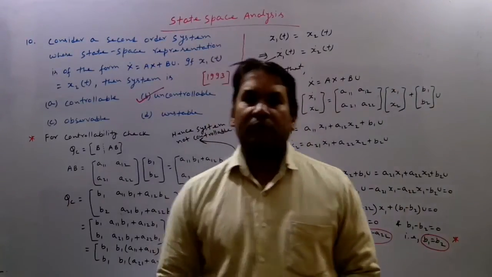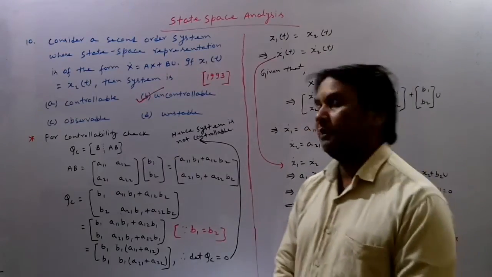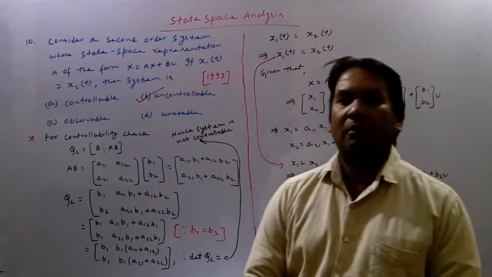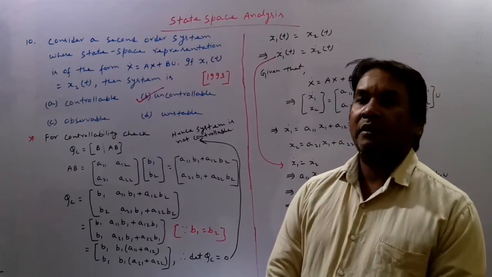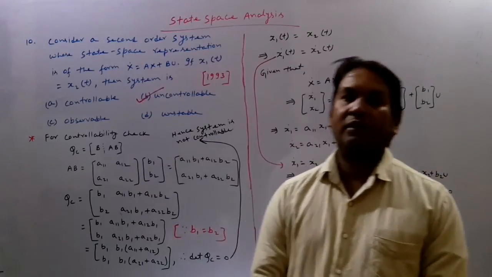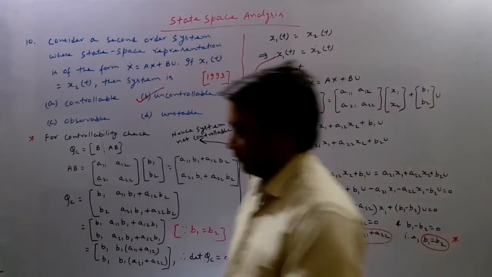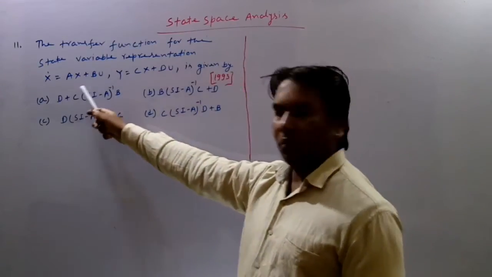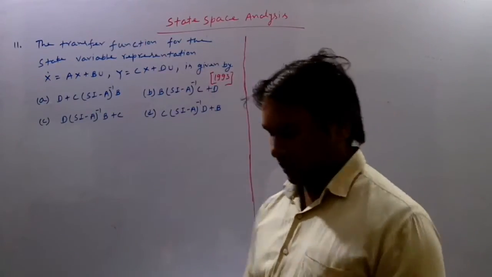Now all of you know about what is controllability and observability. If you have any problem in controllability and observability, then go through my control system class. There I have explained clearly what is controllability and observability of a system. There are four alternatives given, and this question has been asked in GATE 1993.